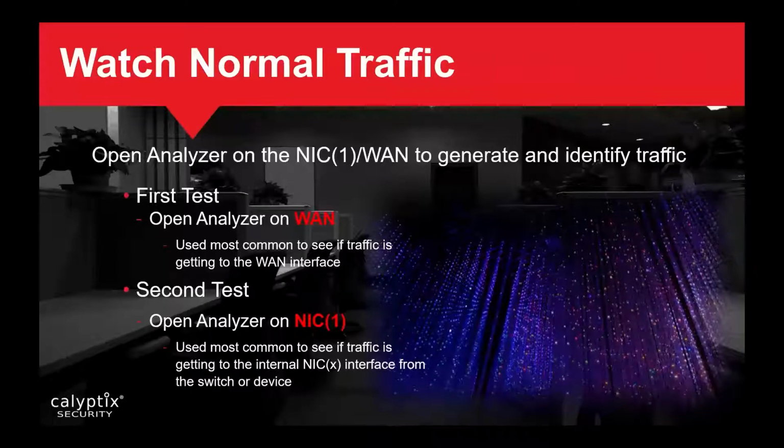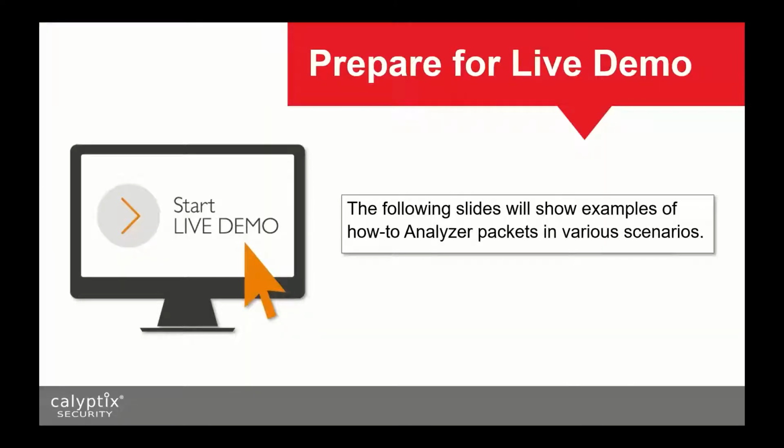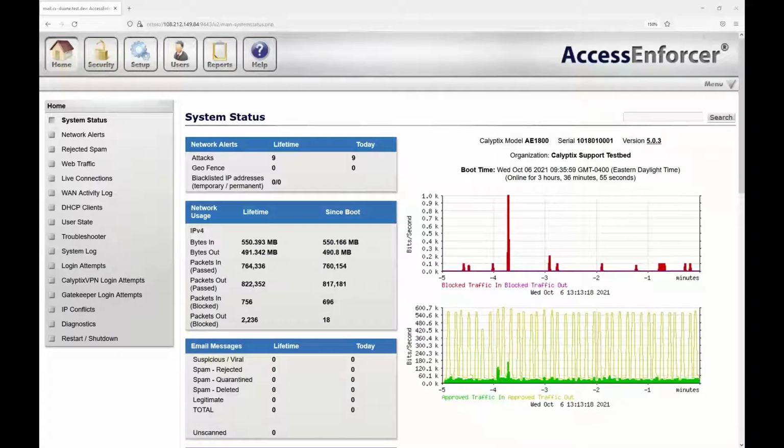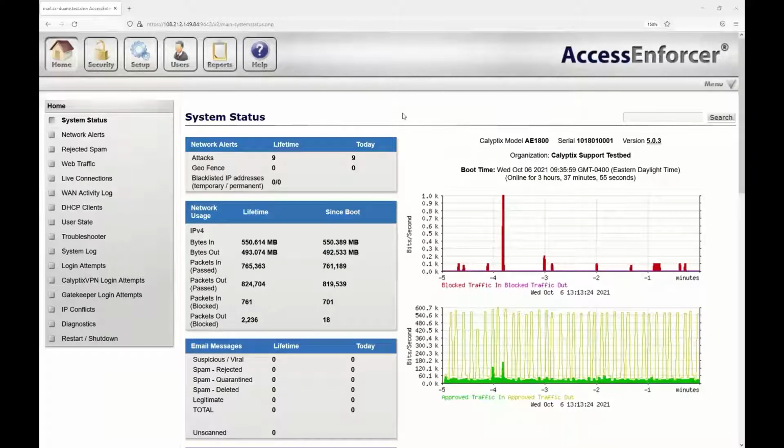So first, we're going to start out with a very simple test. We're going to open the packet analyzer, and we're going to show you how much traffic you can see on the WAN. Then we're going to open it up on the NIC1 interface and see what we can see right there. So I will bust out of the PowerPoint. And here we are live on a demo unit.